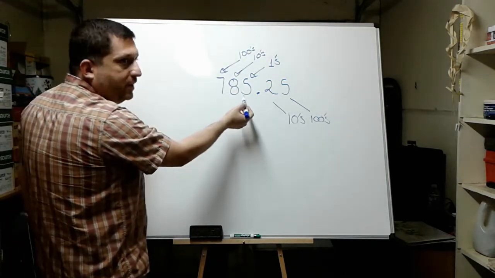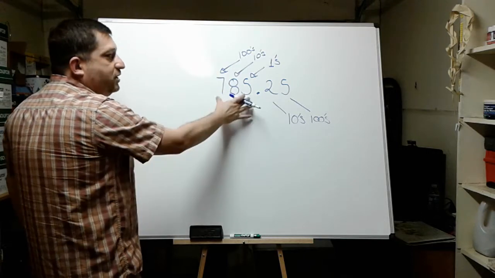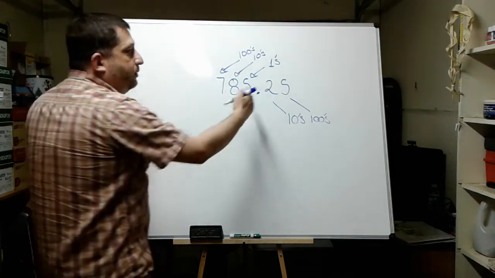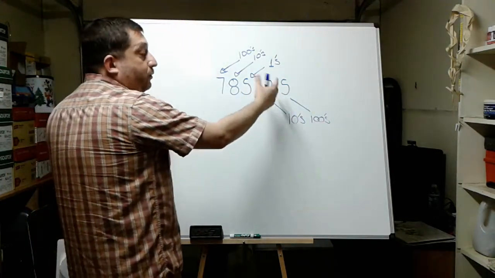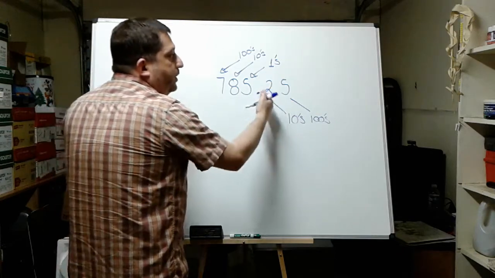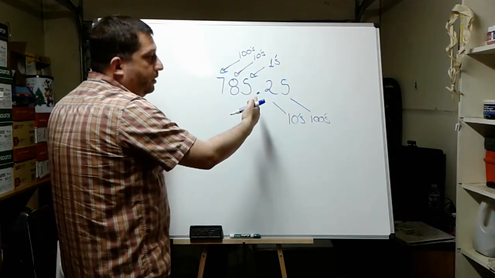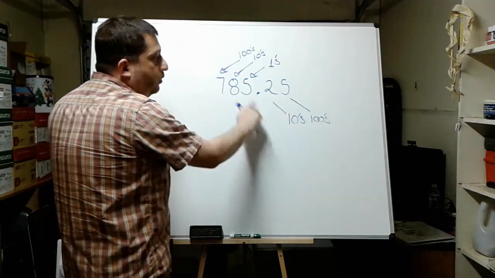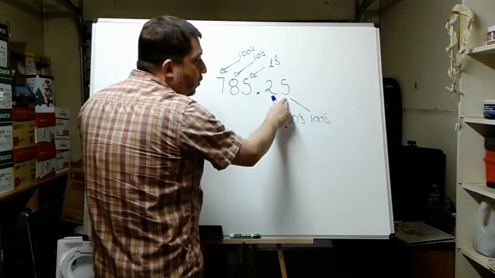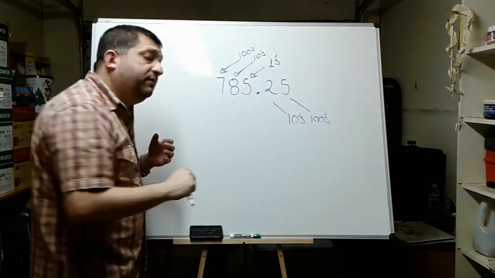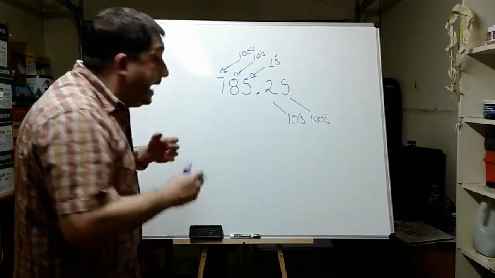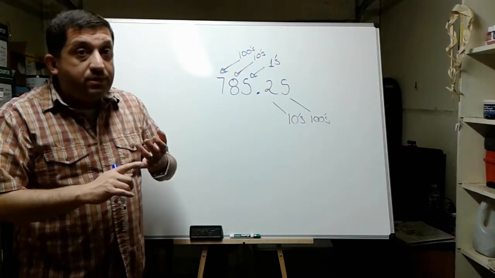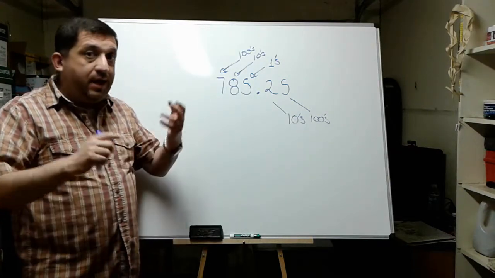Right here we have the ones or the units, the tens, the hundreds. This is for the whole numbers, or the numbers to the left of the decimal period. To the right of the decimal period, the real decimal numbers, we start our place values going that way, but we skip the ones. So the 2 is the tenths, and the 5 is the hundredths. And this is our lesson for learning numbers, values, digits, and place values.